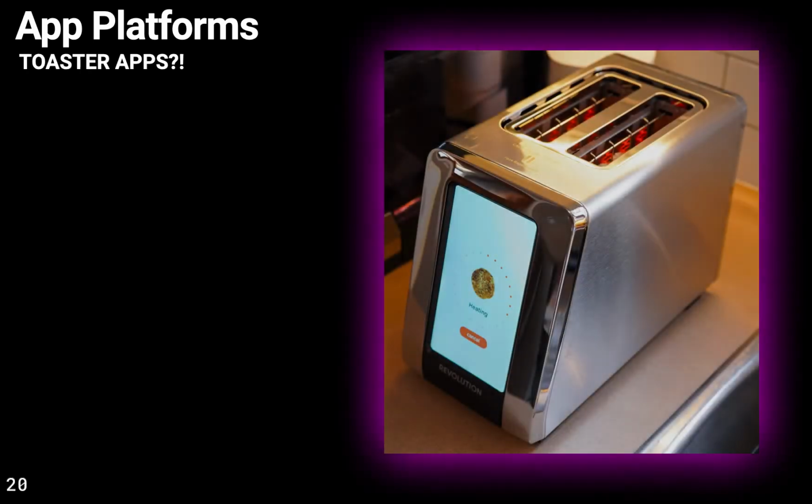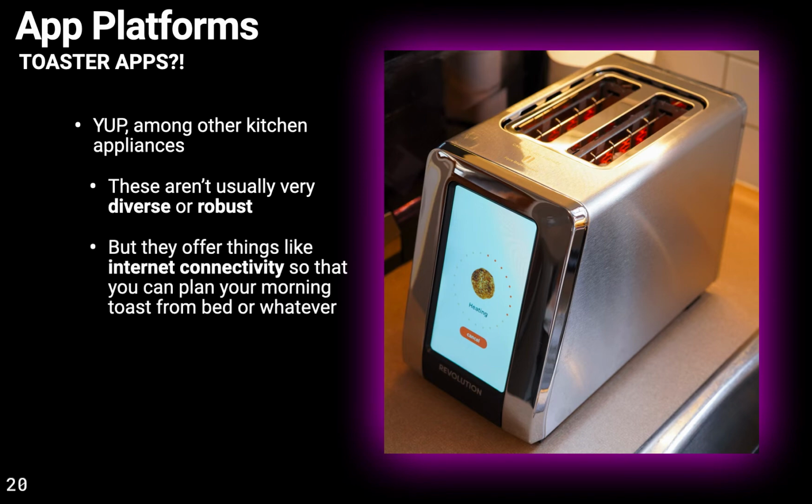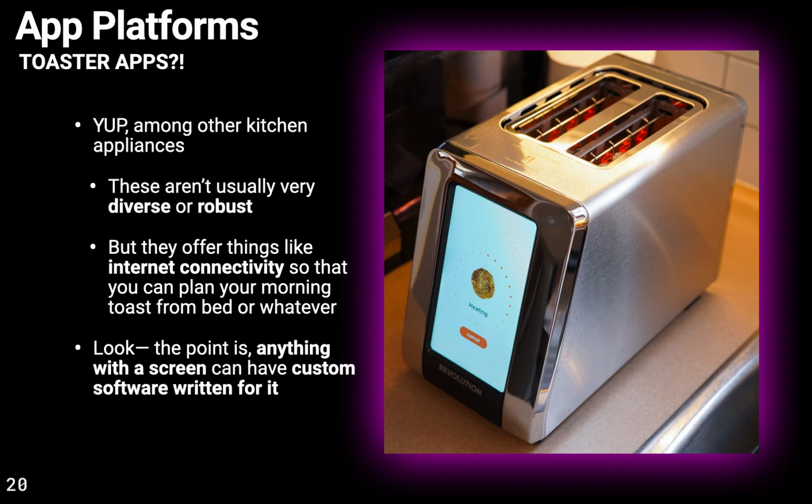Even further, we have toaster apps, among other kitchen appliances. These usually aren't really that diverse and robust, but they do offer things like internet connectivity so that you can plan your morning toast from bed, or whatever the heck you need that for. It comes off a little excessive in my opinion, but yeah. So the point is, anything with a screen can have some kind of custom software written for it to help you achieve tasks with whatever that thing is.